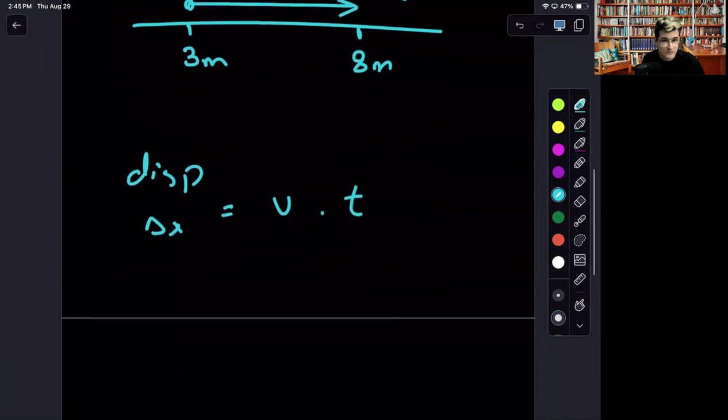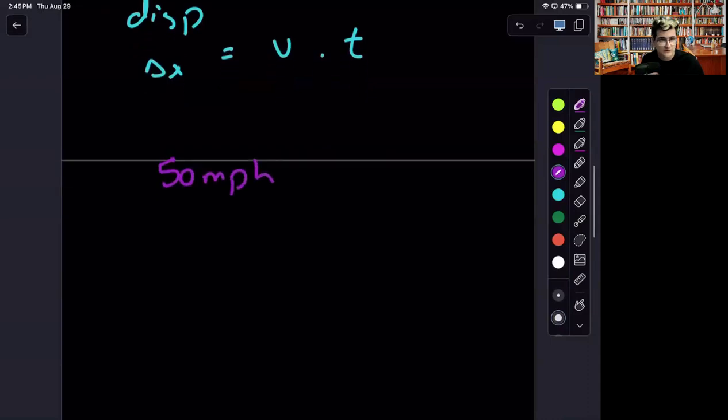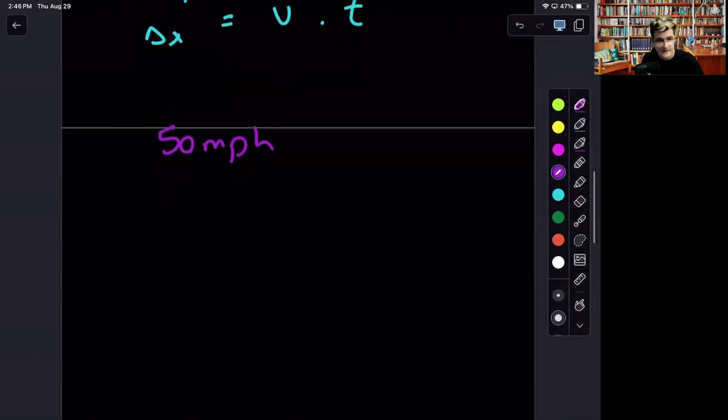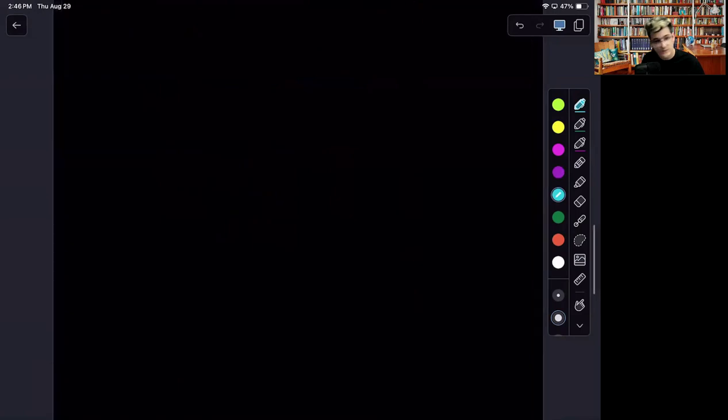This is not a new formula. You guys have been using that forever. Think about it. The speed limit on a highway is like 50 miles per hour. What does that mean? It means that you can drive 50 miles in 1 hour. How much can you drive in 2 hours? 100 miles. 3 hours, 150 miles. This is exactly this formula. Look, displacement is 50 times t. So 1 hour, 50, 2 hours, 100, 3 hours, 150. Piece of cake. Very, very simple. So this formula is very simple, and it's a very easy equation that we have.